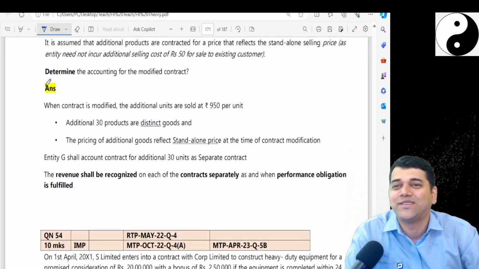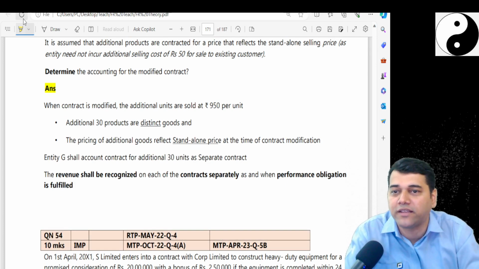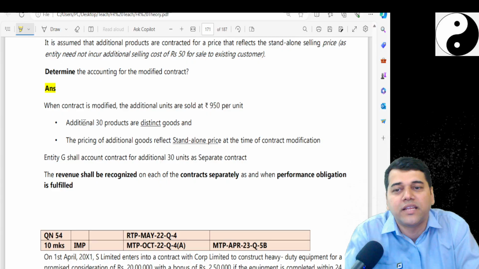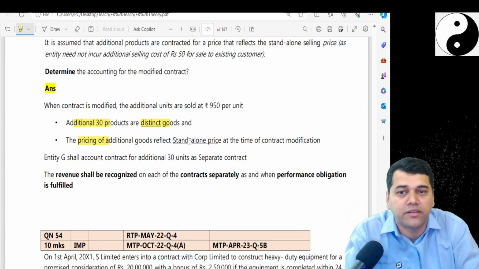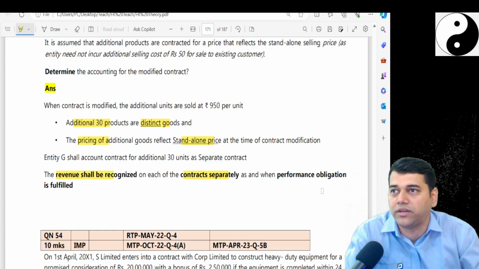Okay. So let us understand the very low probability for this question. This question they may not ask you. So you simply say that additional product is a distinct good and pricing will be SSP. Revenue should be recognized and the contract will be separately accounted.